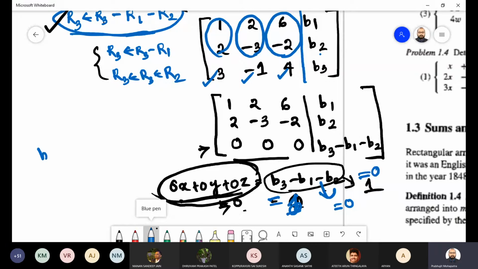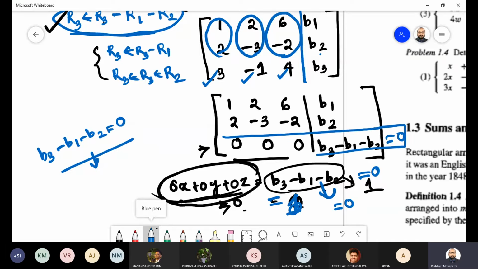So B3 minus B1 minus B2 should be equal to 0. That is the condition. Now how many solutions are we going to have? This part is becoming 0, so the last row you are not having. We have 3 variables and 2 equations. So how many solutions are you going to have? Infinite number of solutions.